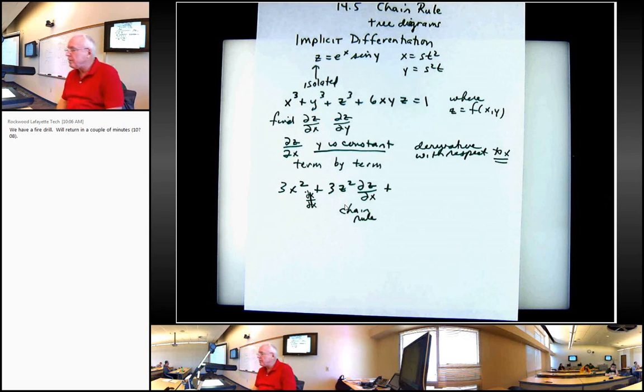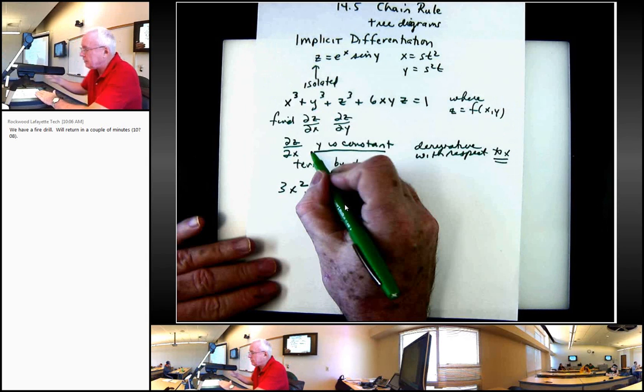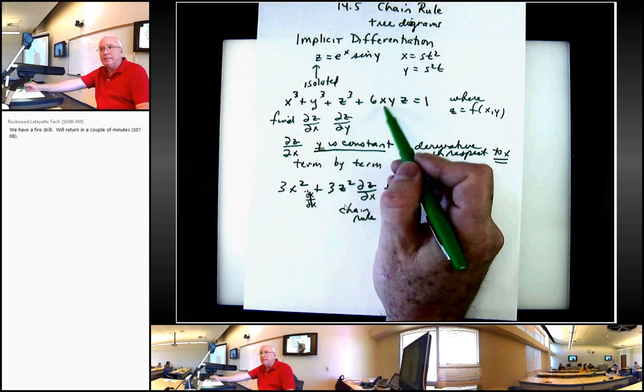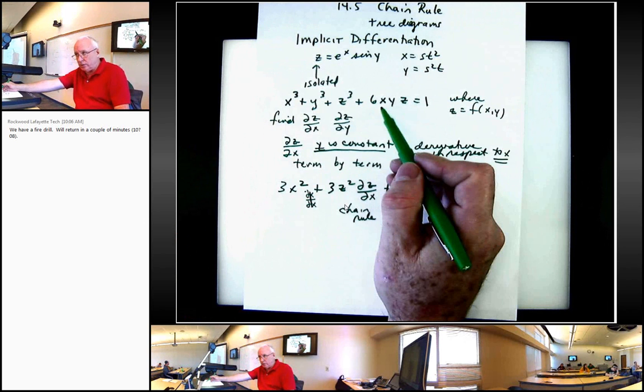Now let's look at this last term, 6xyz. Now, y is a constant, but x is our variable, and z of course is our variable.